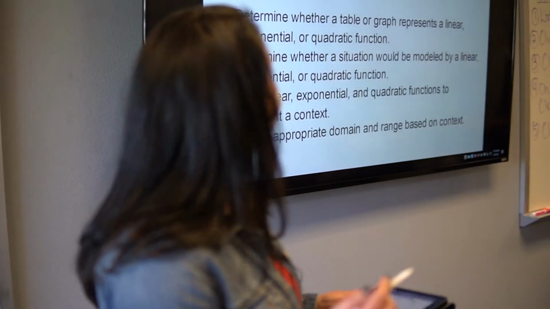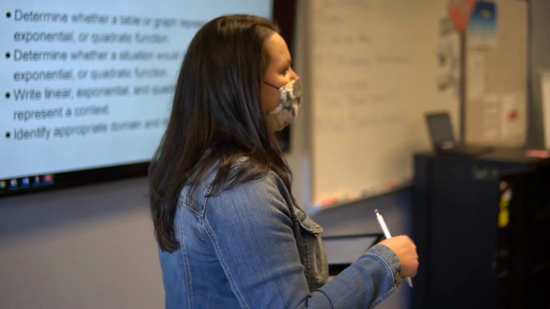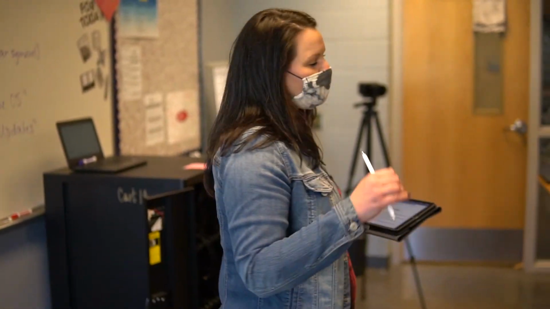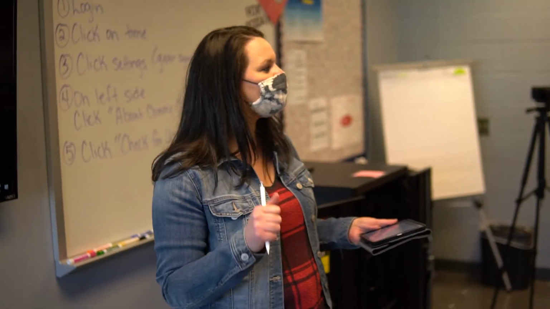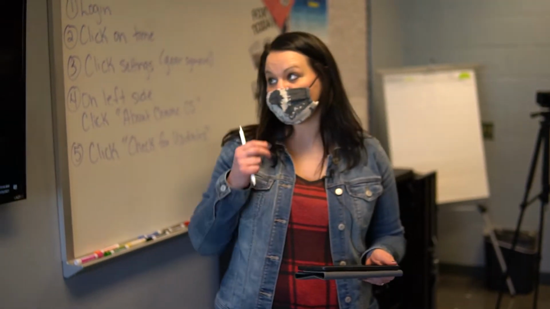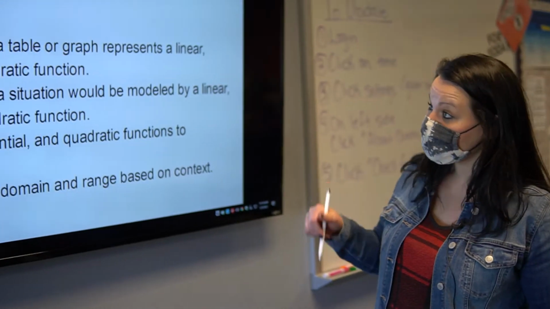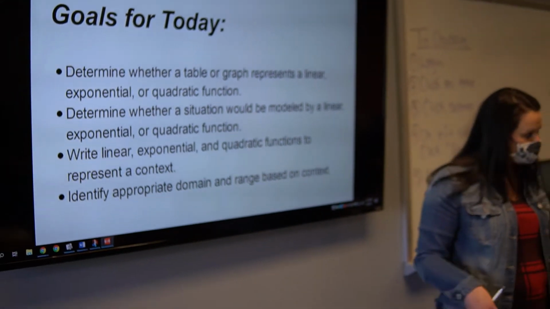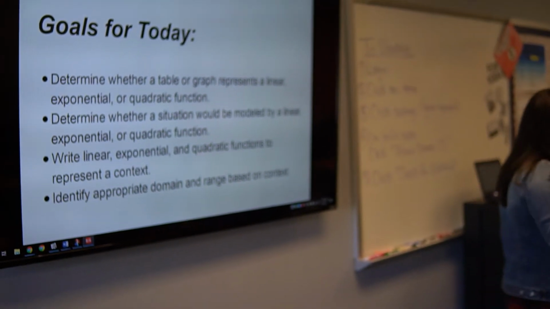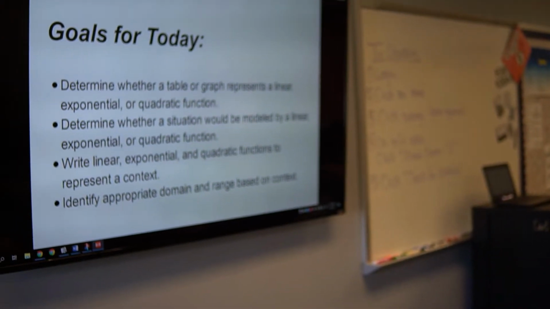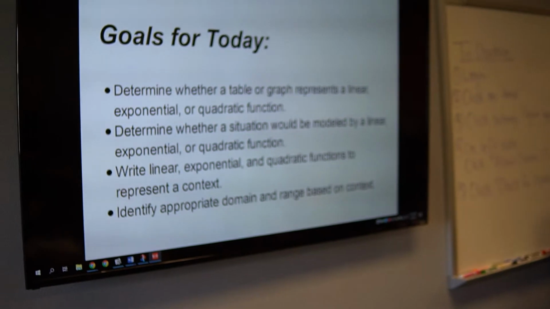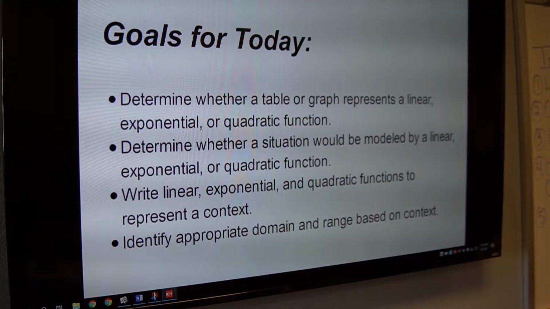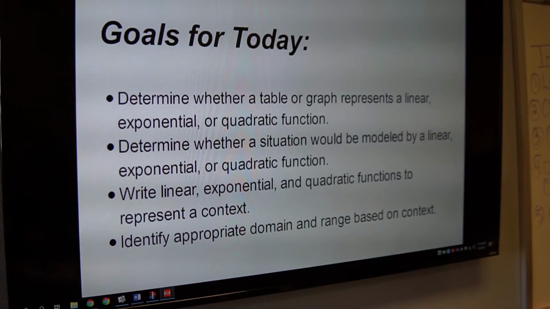All right, guys, so our goals for today: we're going to be reviewing our functions from Units 2, 4, and 5. So we're going to be reviewing linear, exponential, and quadratic functions. Today, you're going to be looking at tables and graphs and functions to identify whether they are linear, exponential, or quadratic. You are also going to identify the domain and range and write linear, exponential, and quadratic functions to represent a context.